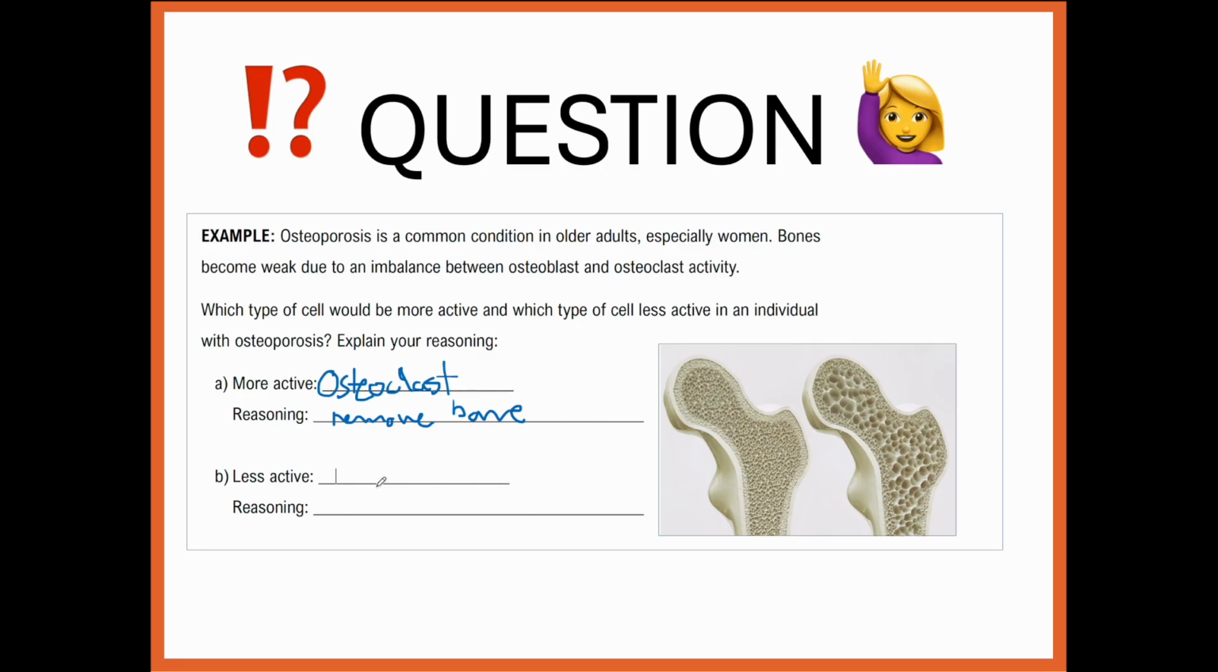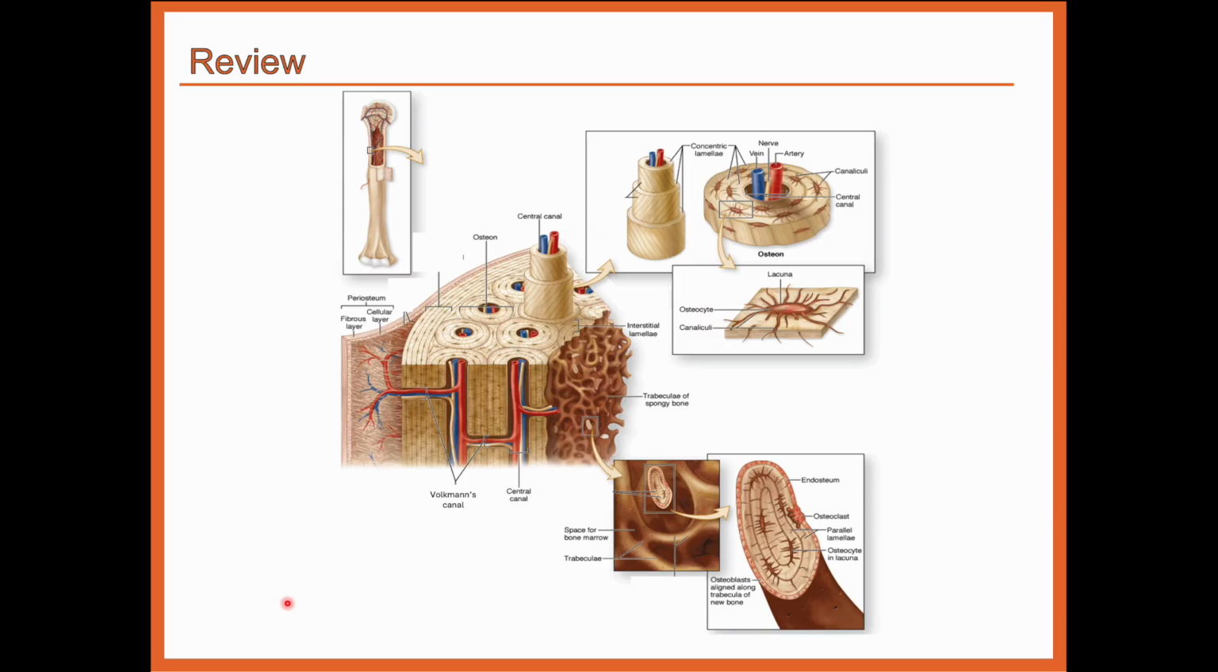The least active ones, I would say, would be the osteoblasts, right? Why? Because the osteoblasts form bones. Here we're chewing away, so probably the chewers are working better than the builders, right? They build bone, the osteoblasts. So I would expect that these osteoblasts wouldn't be as active, wouldn't be building as much bone in this osteoporosis patient, right? Okay. This is for your review sake.